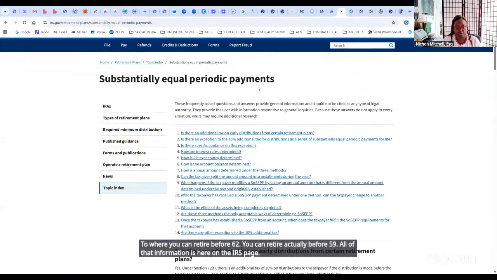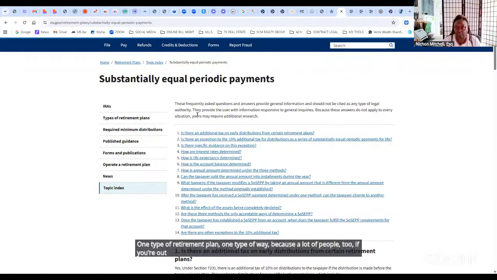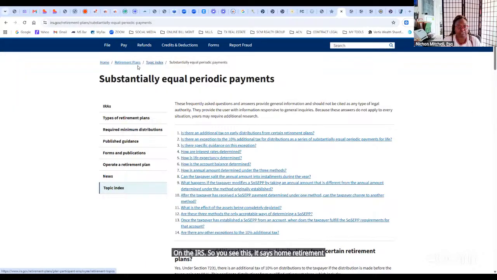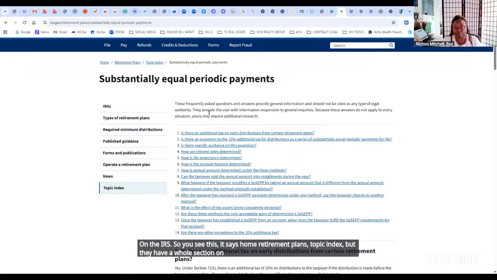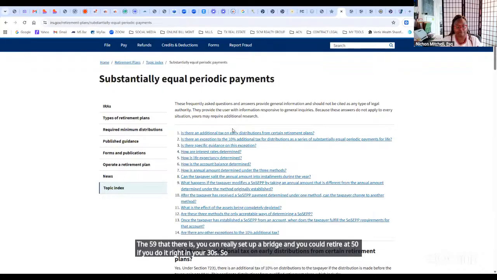This one, substantially equal periodic payments, has to do with one type of retirement plan. A lot of people out there who have their own business can have their own retirement plan just like you would have in a big company. You've got to set it up, and the information on how to do that is here on the IRS. This says home retirement plans topic index, but they have a whole section on here. There's a lot of information on how you set up a Roth bridge so that you can retire 5 years earlier than 59. You can really set up a bridge and retire at 50 if you do it right in your 30s. But all that information is on here.